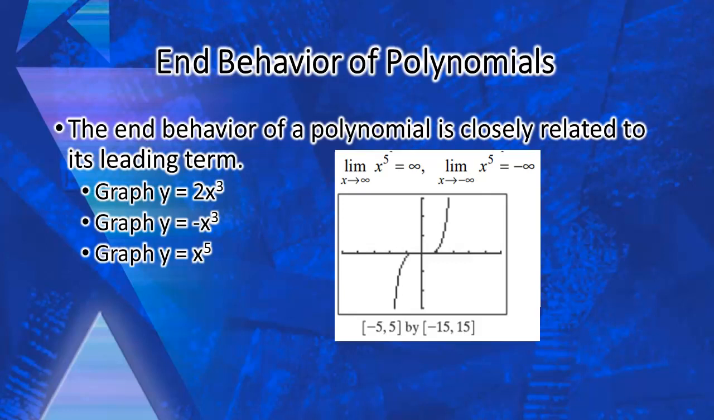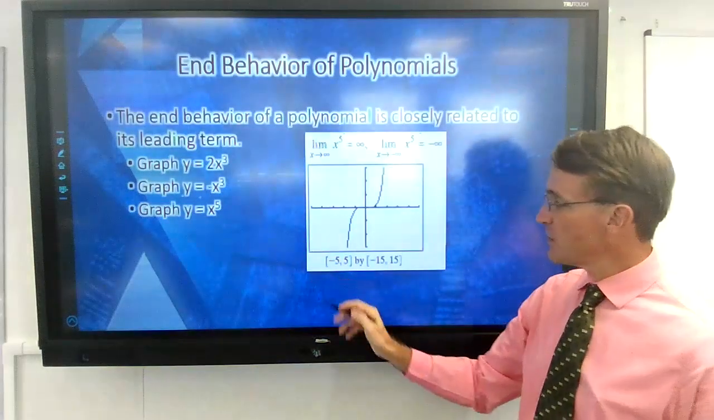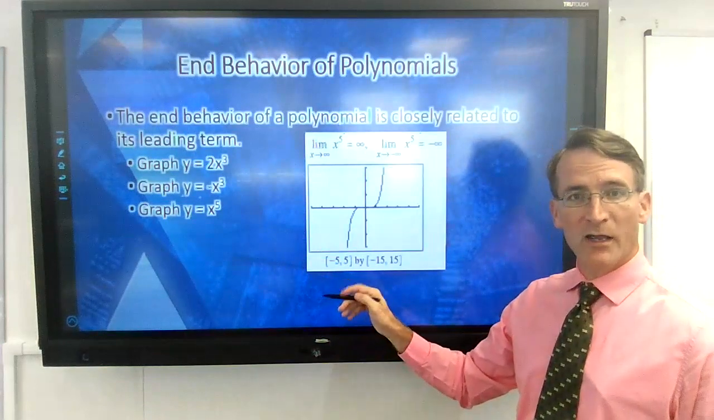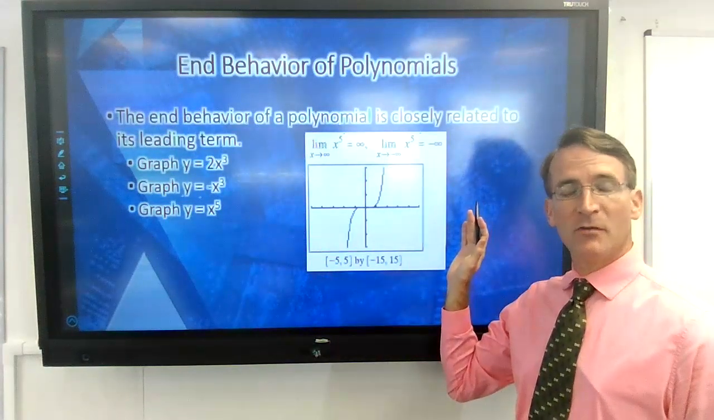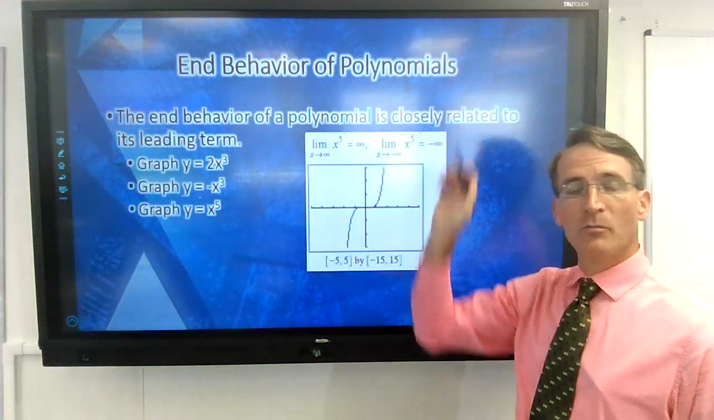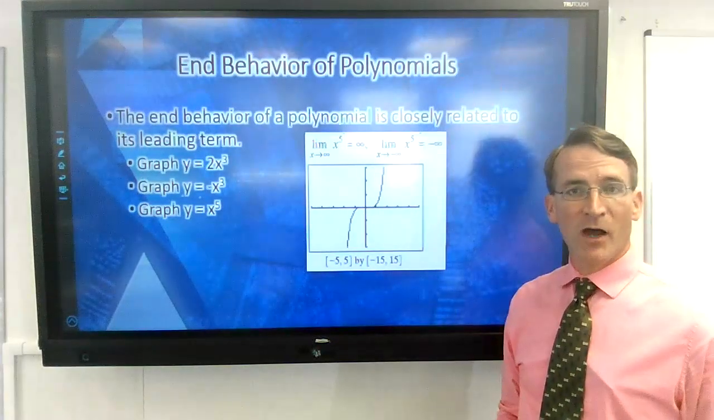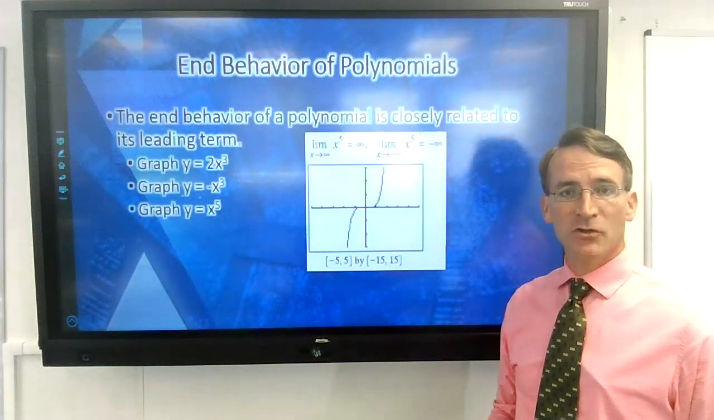As we go toward negative infinity on my x, I'm coming from negative infinity on my y. As I go toward positive infinity on my x, I'm going out toward positive infinity for my y value, the same as the 2x cubed.